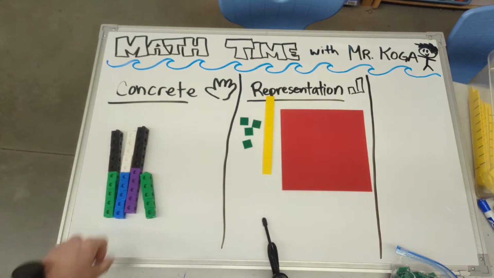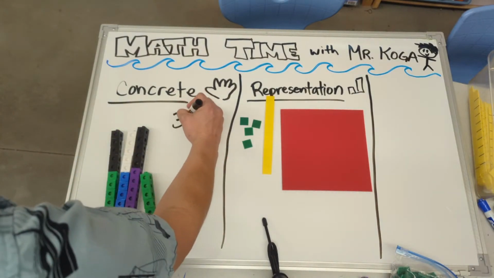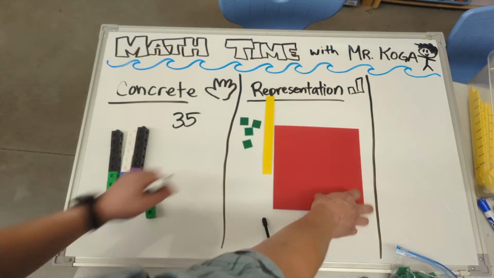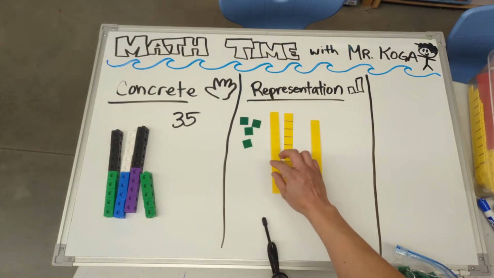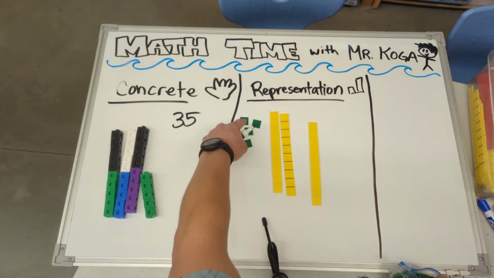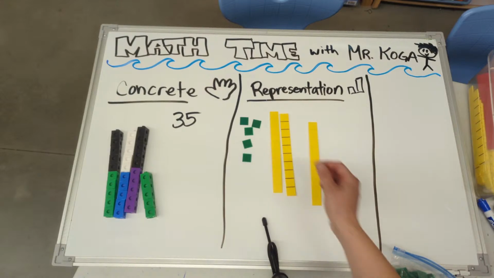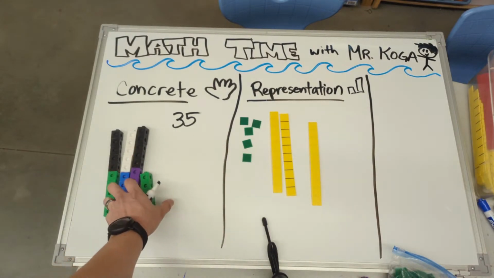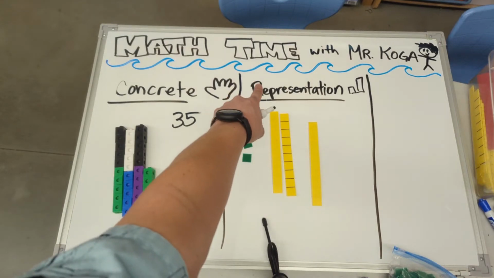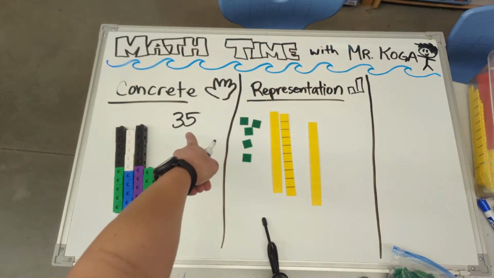Here, let's just say 35. That's our model here. So I'm going to build 35 with these over here. So 10, 20, 30, 31, 32, 33, 34, 35. Both of these are showing the same exact models, but this one is much more concrete, and this one is more of a representation of this quantity of 35.